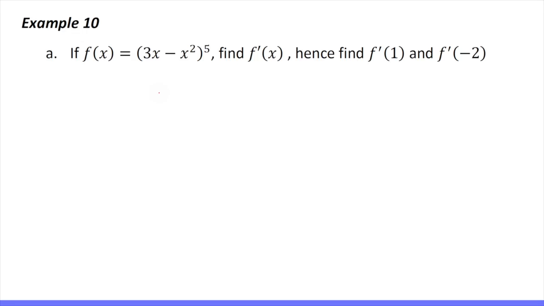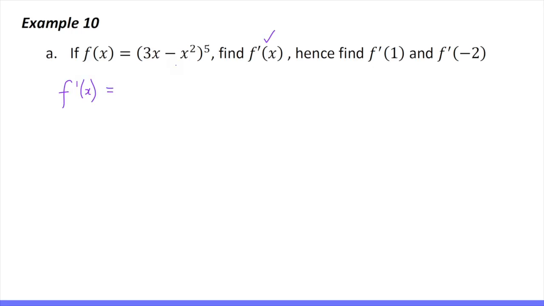So in example 10, we have our function f of x equal to (3x minus x squared) all to the power of 5, which is exactly what we've just done. They want us to find f dash of x. We've already done that. Now we need to find f dash of 1 and f dash of negative 2. In case you didn't write that all down, let's go ahead and very quickly do that again.